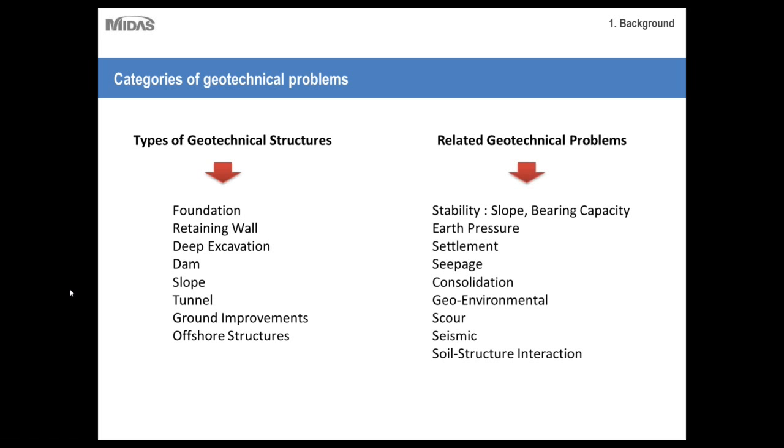And as far as related geotechnical problems, with every geotech project, certain problems or certain things need to be taken into account. For example, with a foundation type problem, you might have to take settlement, earth pressure, or stability into account. The same principle applies to retaining walls. You may have to take seepage, consolidation into account, so on and so forth. So as you can see, there are various combinations of structures and problems that you may have to deal with as a geotech engineer.